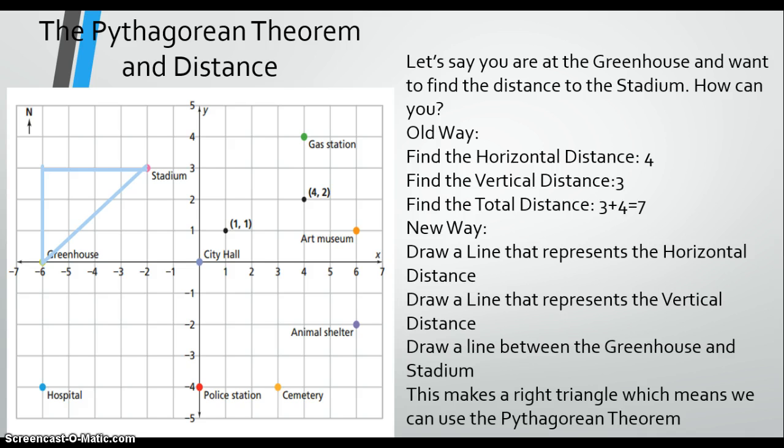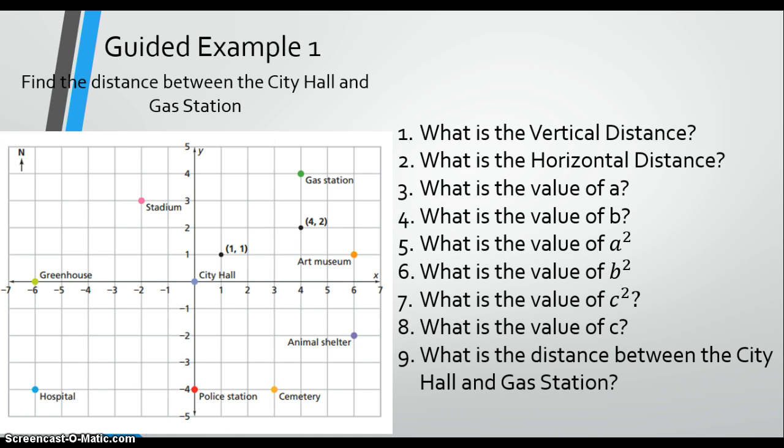Now, if you really look at it, we're making a right triangle, and we know that in triangles, the sum of the two shorter sides is always longer than the longest side. So our new way is to use the Pythagorean theorem. We draw a line that represents the horizontal distance, we draw a line that represents the vertical distance, and we draw a line between the greenhouse and the stadium, and this makes a right triangle, which means we can use the Pythagorean theorem.